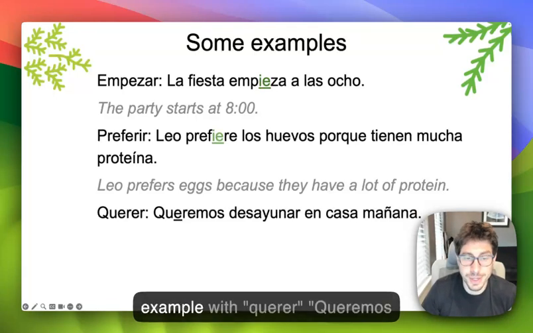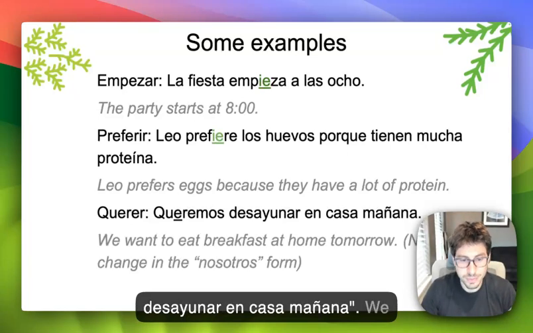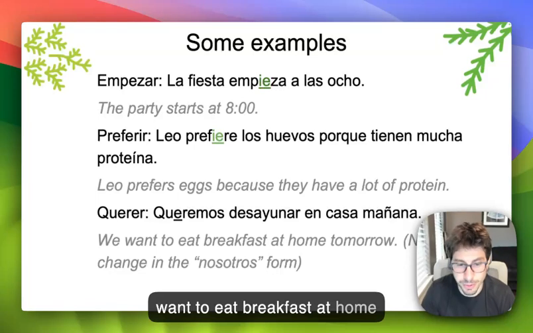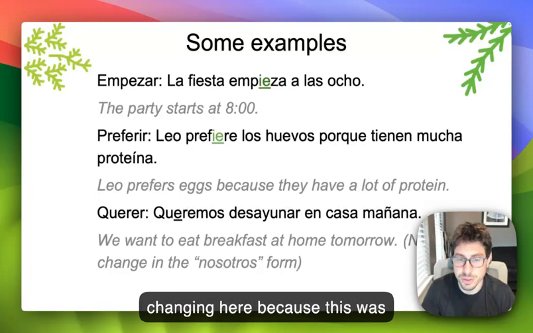Or another example with querer, queremos desayunar en casa mañana. We want to eat breakfast at home tomorrow. There is no stem change here because this was the nosotros form.